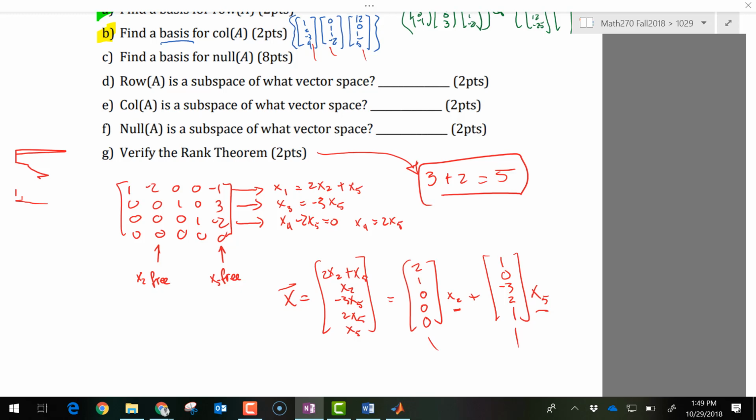I mean, you can also say column space... 3 plus 5 equals no. You also told us 1 plus 1 equals 0, so I don't know. That could be true. Rank plus nullity equals number of columns.